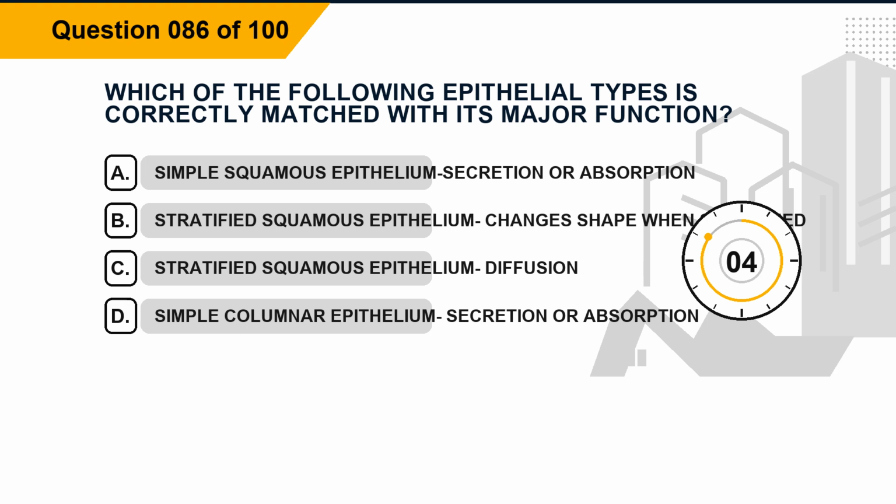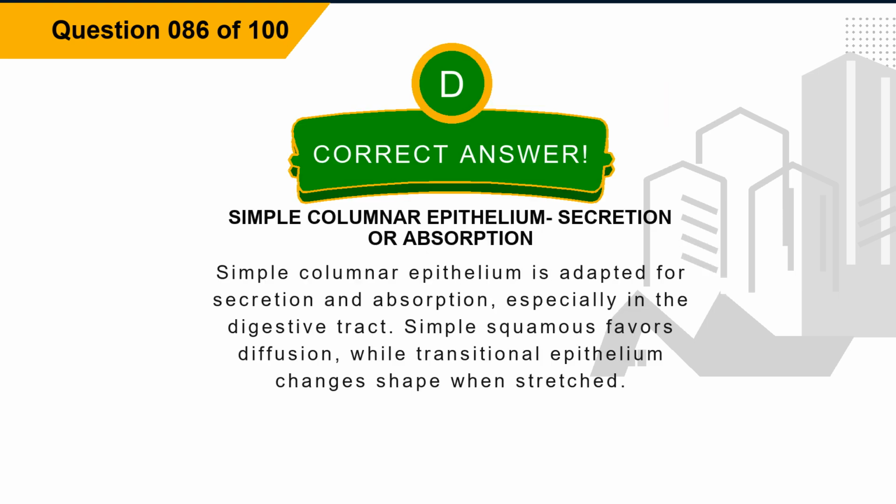Option D, simple columnar epithelium secretion or absorption. The correct answer is option D, simple columnar epithelium secretion or absorption. Explanation: simple columnar epithelium is adapted for secretion and absorption, especially in the digestive tract. Simple squamous favors diffusion, while transitional epithelium changes shape when stretched.